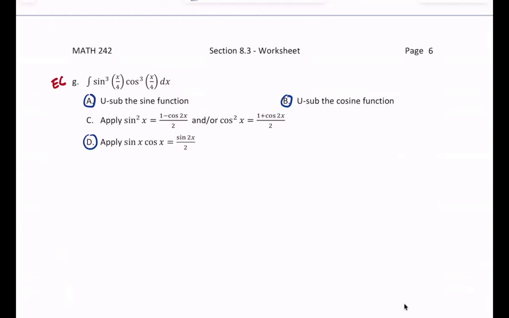Okay, so in this case, because the power is the same, you want to use u-sub with sine, that's the preferred way because you don't deal with the negative. I think I just prefer the u-sub. It's easy. Okay, next time I'll make the cosine power higher.